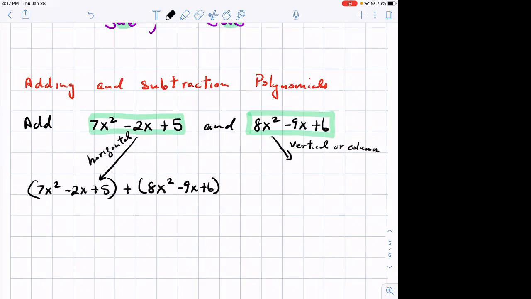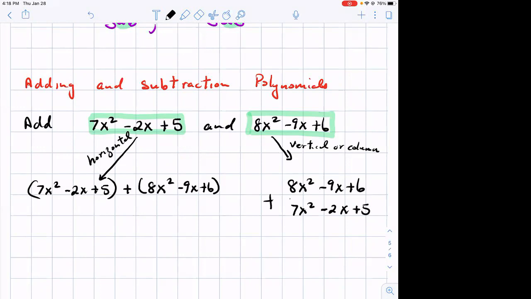Okay? The vertical way, and since we're adding, it doesn't matter which one you write first, will be 8x squared minus 9x plus 6. And in the bottom we have 7. Make sure that when you write this, the like terms must be under each other. Okay? And we will add them.